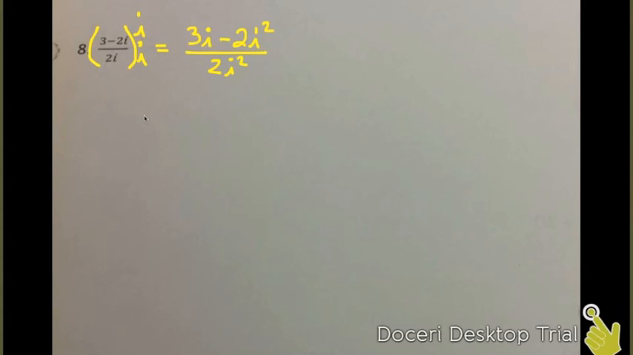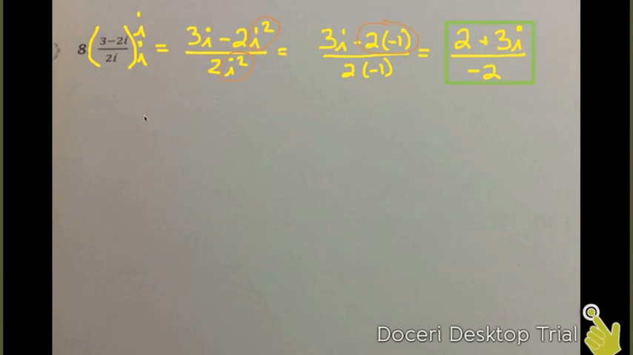As we already know, the i squareds are going to turn into negative 1s. So this will give us 3i minus 2 times negative 1 over 2 times negative 1. Or a final answer of, I'm going to switch this out in front because it's the real part of the answer, a positive 2 plus 3i over a negative 2. Okay, and that will be our final answer. All we did was multiply through by an i so that it got out of the bottom.